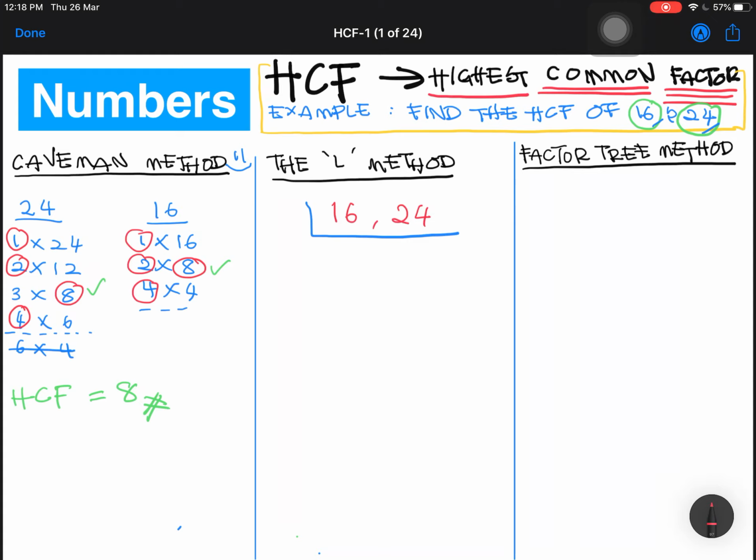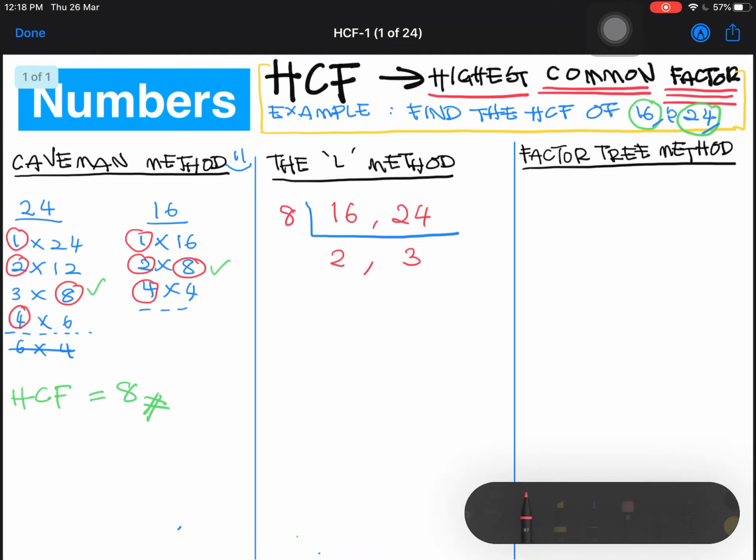The first thing you should do now is think about any number that can be divided into both without any remainder. And if you can, because you're finding HCF, start thinking of the highest number you can think of. Since 16 and 24 are both multiples of 8, we put 8. And we divide individually. 16 divided by 8 is 2. 24 divided by 8 is 3.